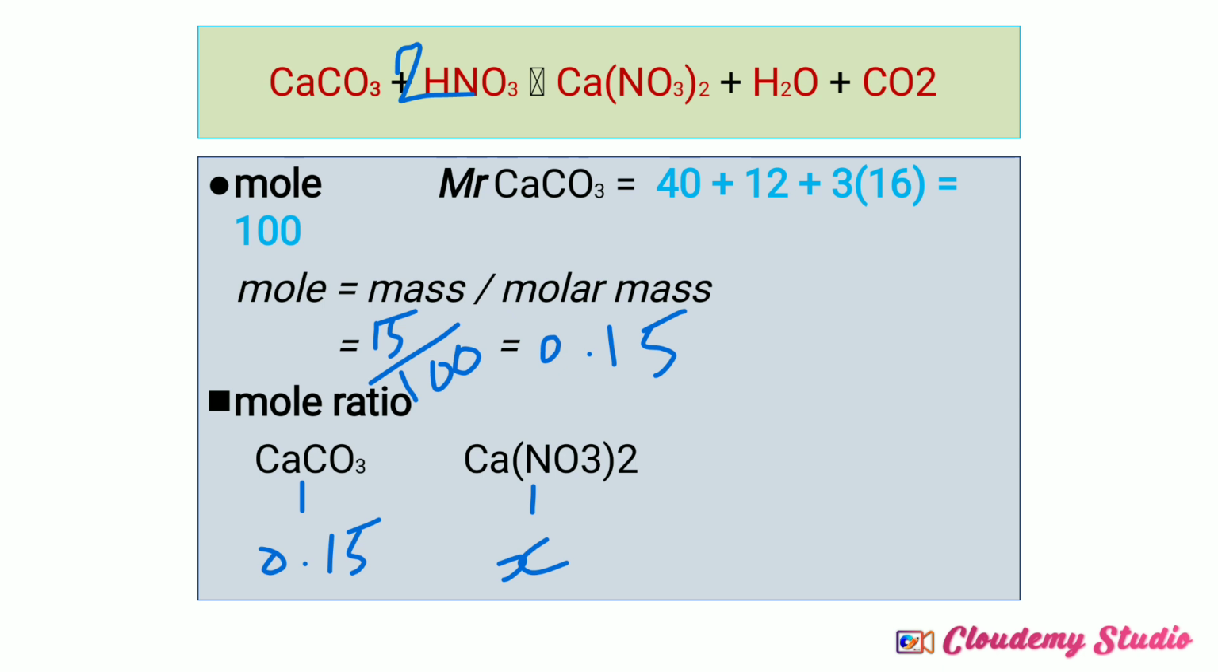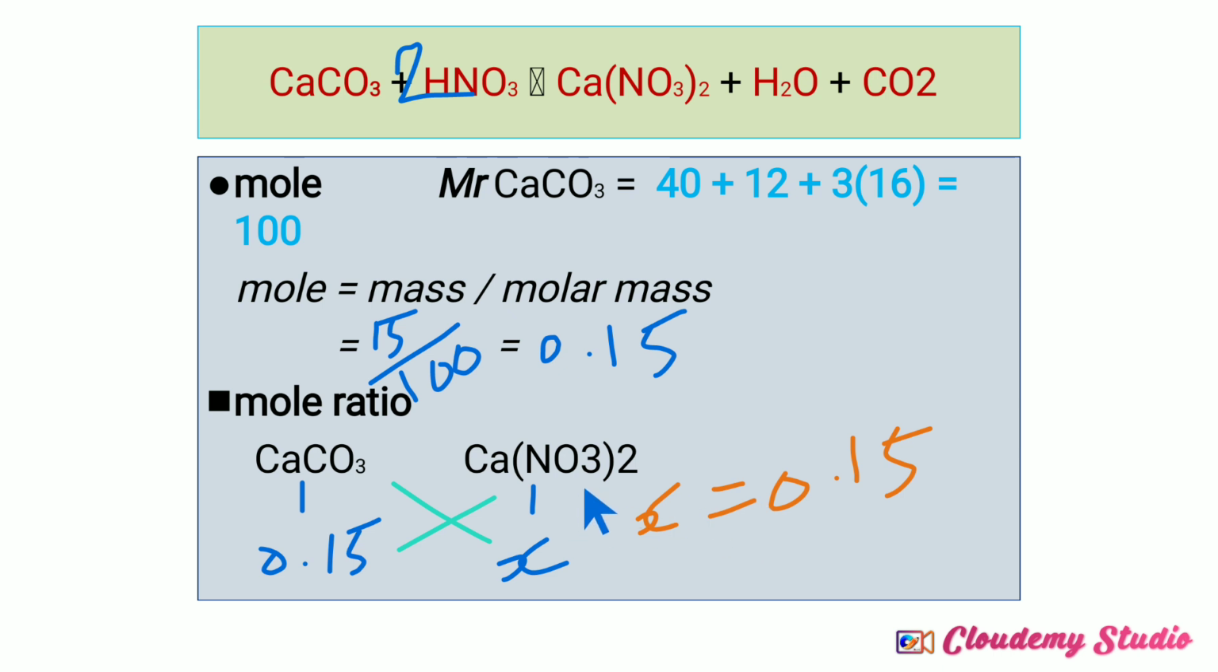So what will be the procedure? We need to cross multiply. So on cross multiplication, what will be that? X is equal to 0.15. Same answer only we will get, because the number of moles are same for both the substances. Therefore, we have got the same number of mole, that is 0.15 mole of calcium nitrate will be formed. The next we need to calculate the mass of calcium nitrate formed.